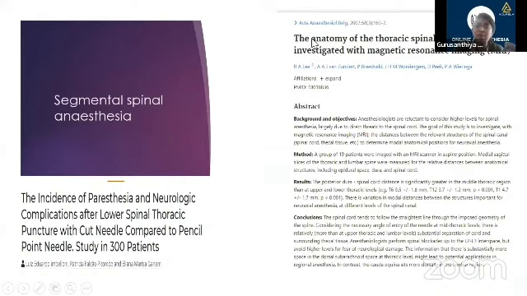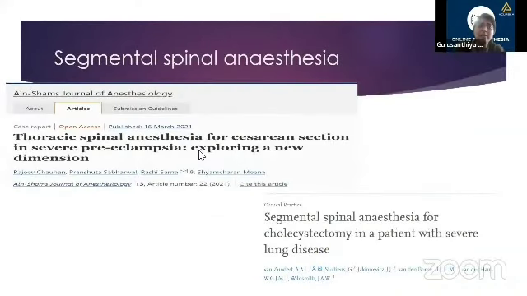And in the anatomy of the thoracic spinal column, magnetic resonance imaging showed that the spinal cord is more anterior in the thoracic area than in the lumbar area. So we went ahead with the spinal anesthesia. There is also a case report from a journal saying that they went for a thoracic spinal anesthesia. Here they used 0.5% heavy bupivacaine 1.2 ml, but we used isobaric ropivacaine.